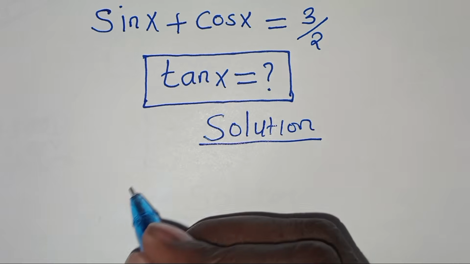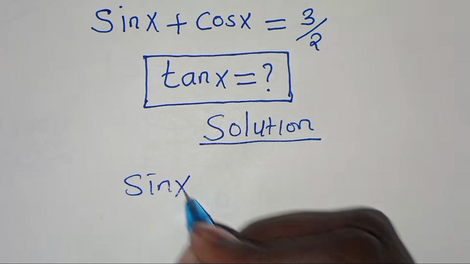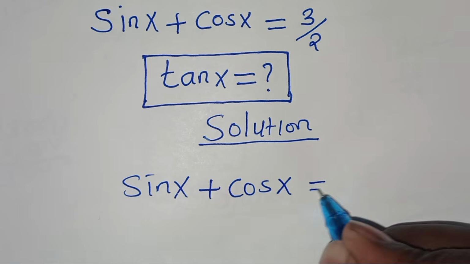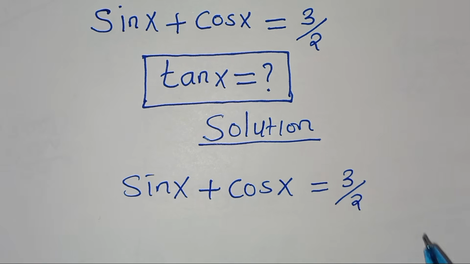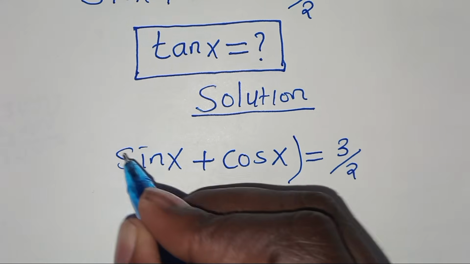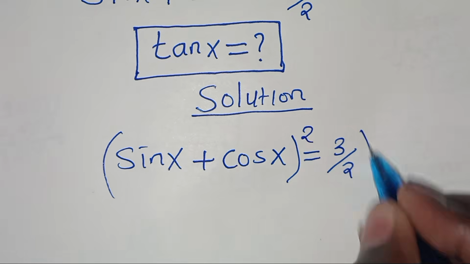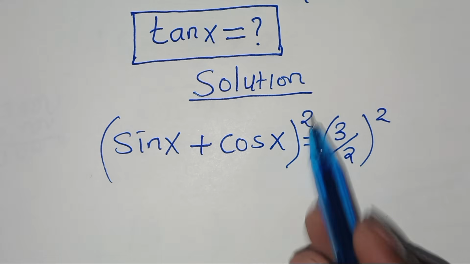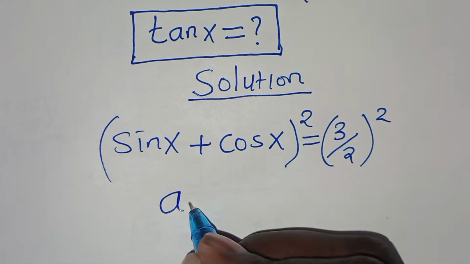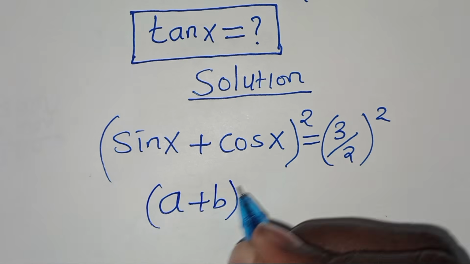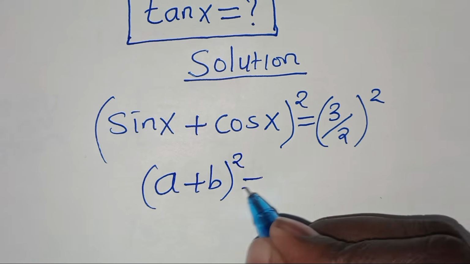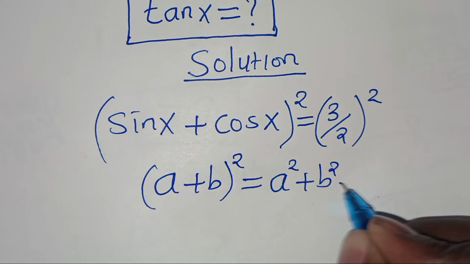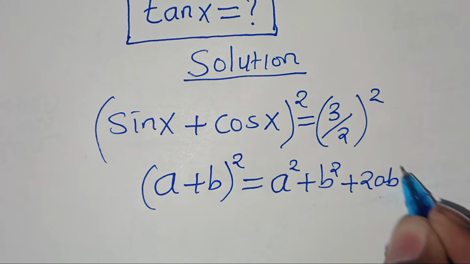So we have sin x plus cos x equal to 3 over 2. The first step is to square both sides. So now (sin x plus cos x) to the power of 2. This is in the form of (a plus b) raised to the power of 2, which we can express as a squared plus b squared plus 2ab.